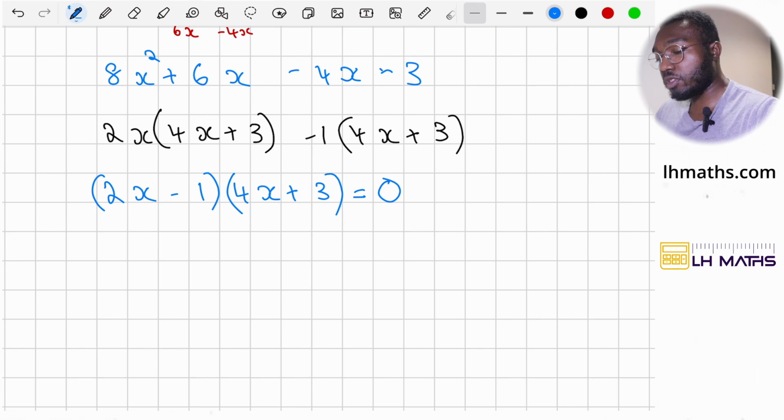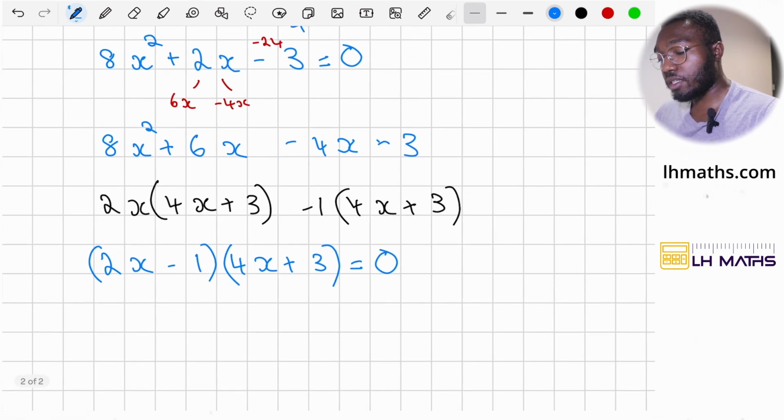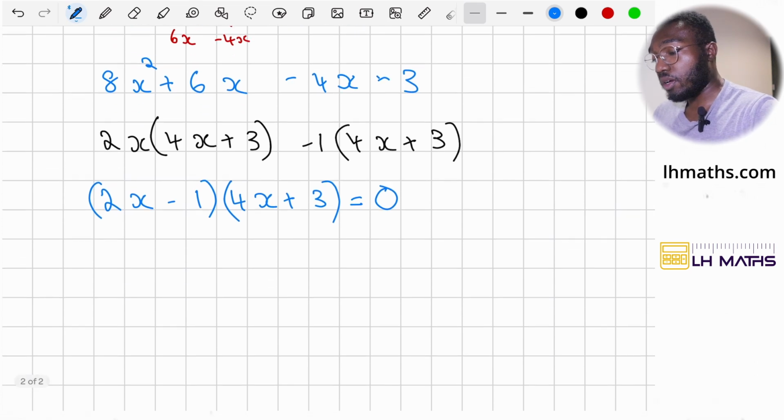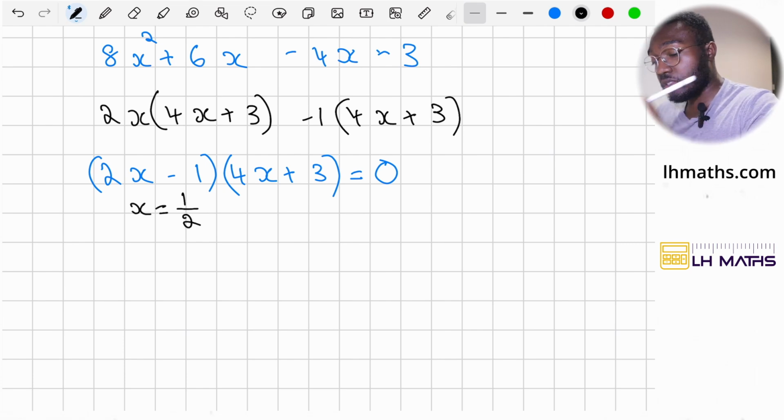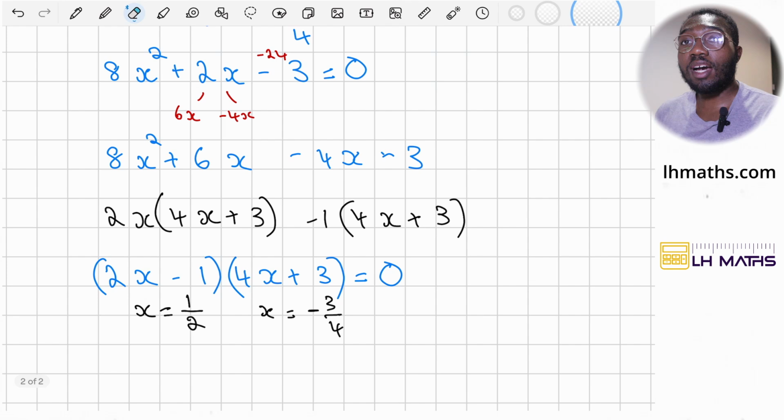So now what we've done is we've factorized this, and now all we need to do is solve it for x. So you can maybe see now what's going to happen. If we do 2x minus 1 is equal to 0, x will be a half. And we will also have x is equal to minus 3 over 4. Okay, so now we've got our values of x is equal to a half and x is equal to minus 3/4.